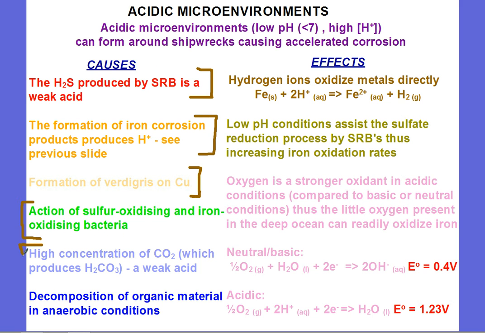The higher concentration of carbon dioxide can produce carbonic acid, which is a weak acid, and decomposition of organic material in anaerobic conditions also produces hydrogen ions. There's a whole lot of reasons why you might have increased hydrogen ions in a deep ocean shipwreck. So what are the effects?